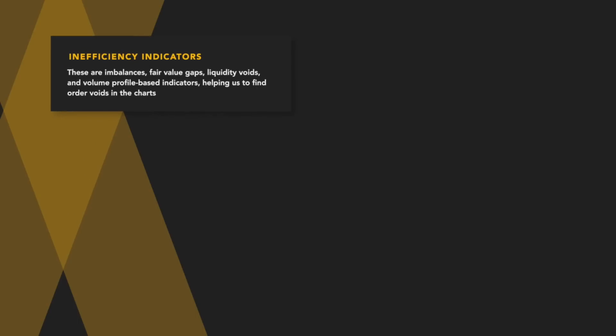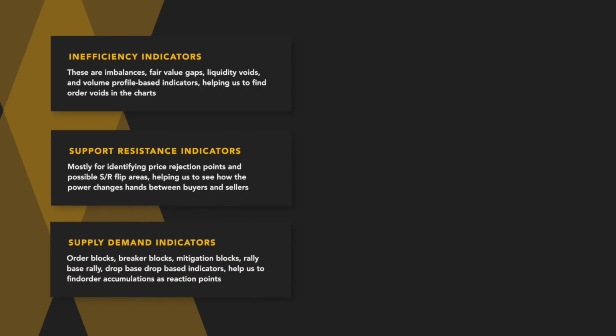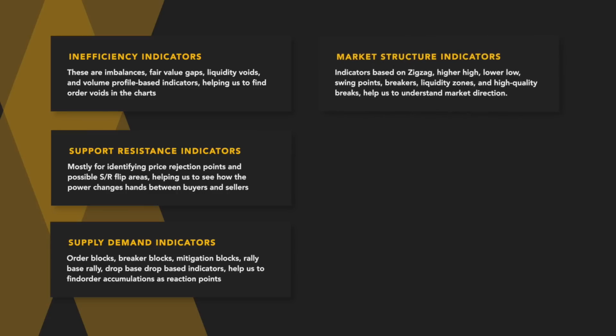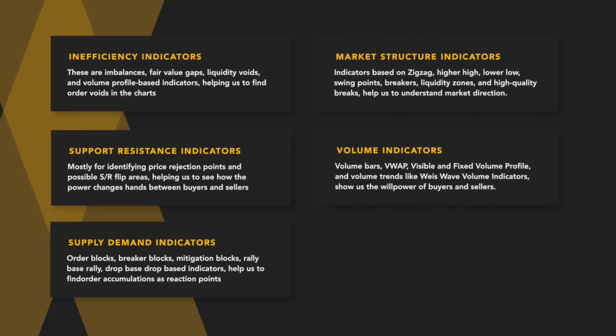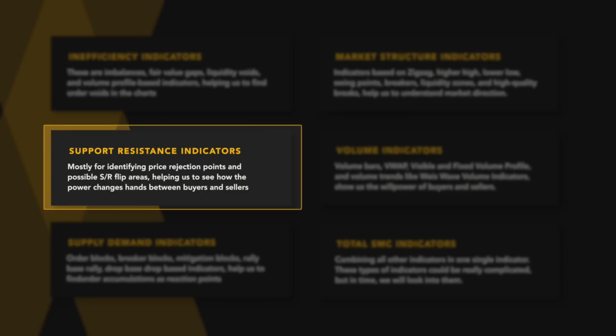If you remember our previous video, we arranged the indicators into 6 different places. Let's remember them. Inefficiency indicators, support and resistance indicators, supply and demand indicators, market structure indicators, volume indicators, and total SMC indicators. Today we will fully focus on support and resistance indicators.